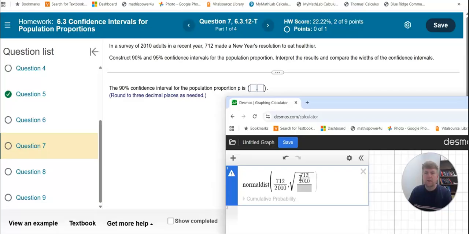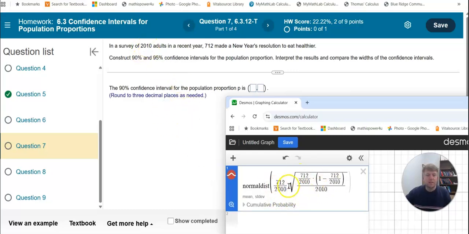Let me change it, sorry. All right, and then I'm going to do times parentheses 1 minus p hat. So I'm going to paste that again, get that comma out of there. All right, so that's p hat times q hat, all divided by the sample size, which again, that 2010. So that's what I need to be able to get the right distribution. It's like in the last section, it was like this was the shift and this was the scale, right? It's just I have a different way to get the shift and the scale now.